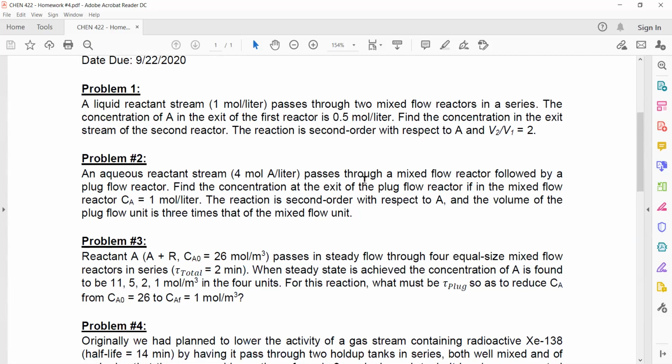Okay, so I have a mixed flow reactor followed by a plug flow reactor. Ca note is 4 moles per liter. In the mixed flow reactor, Ca is 1 mole per liter. You want to find the concentration at the exit of the plug flow reactor, and you're also being told that the plug flow unit is 3 times that of the mixed flow unit. Similar problem to the one above, except in this case, instead of having 2 CSTRs, I have a CSTR followed by a PFR.